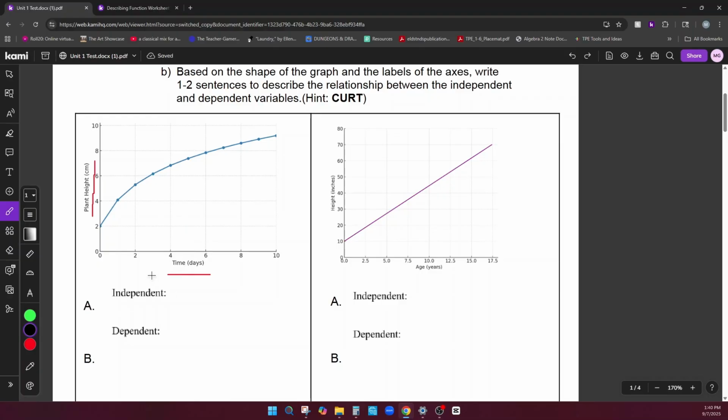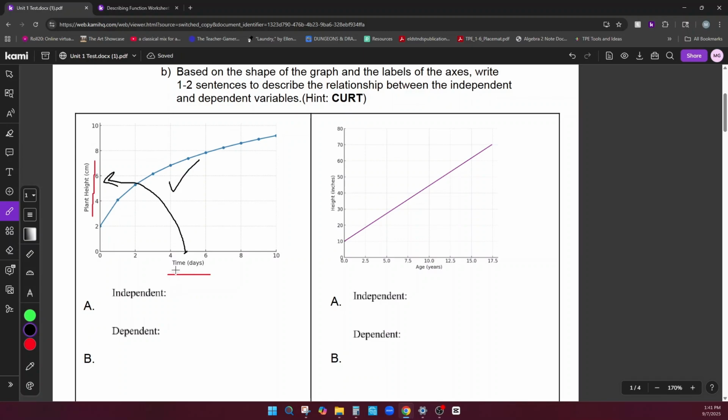As we think about that for a couple seconds, it should become pretty obvious that our plant height can't affect our time. As a matter of fact, very little, if anything, could affect our time at all. So our plant height isn't affecting anything. Our time doesn't wait for the plant to grow. The growth is happening over time. So we're going to establish that our time is affecting our plant height.